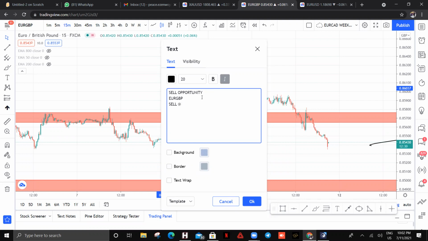Sell at 0.56. This is 0.5. 0.85 600. So wait for the market to go up to that area. Then your TP should be between 60 to 100 pips.